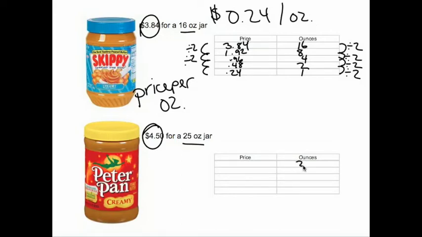Now let's take a look at Peter Pan. So for 25 ounces, it was $4.50.